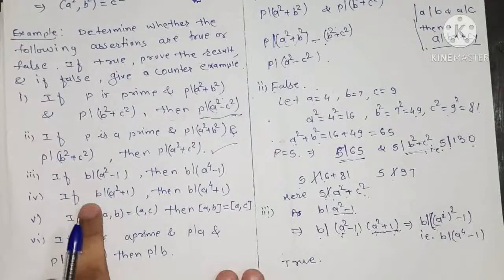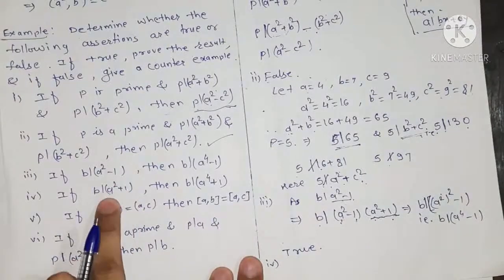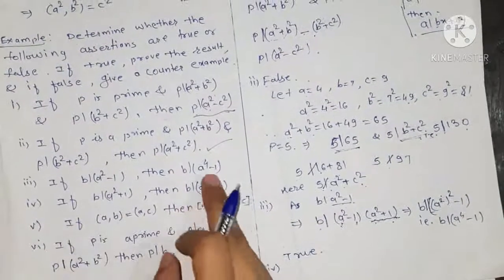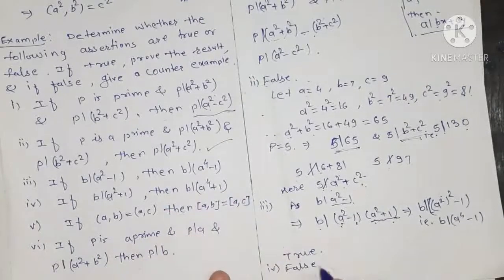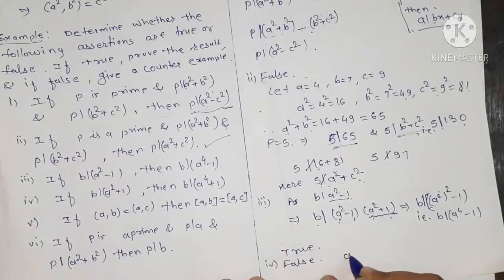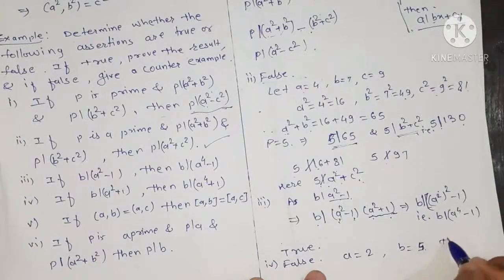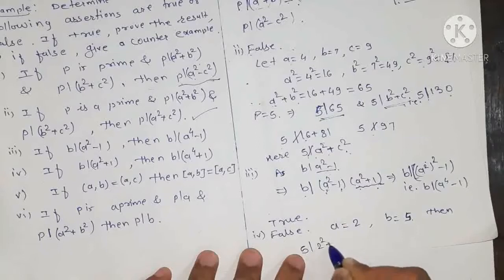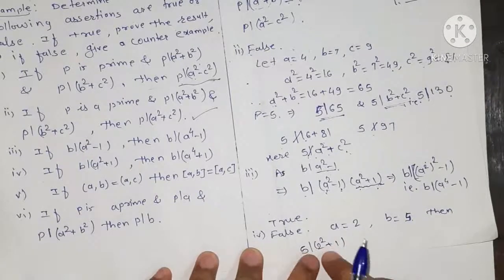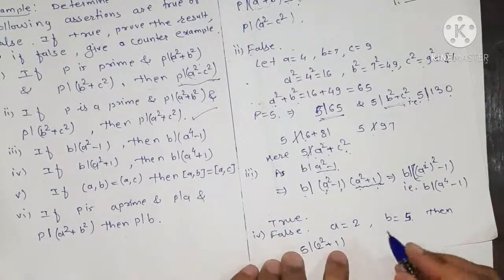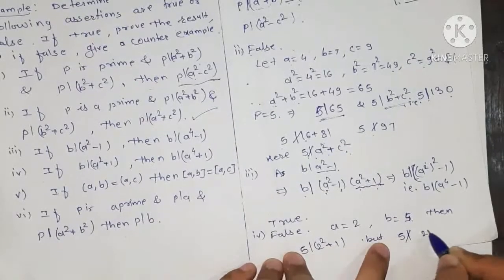Now we have to prove the fourth one. The fourth one is: b is dividing a square plus 1, then we have to show whether it can divide a to the power 4 plus 1. So this statement is false, because we have an example here: if we take a equal to 2 and b equal to 5, okay, then 5 is dividing 2 square plus 1. That is a square plus 1 means 2 square plus 1, which is 5. So 5 is dividing 5, but 5 does not divide 2 to the power 4 plus 1.